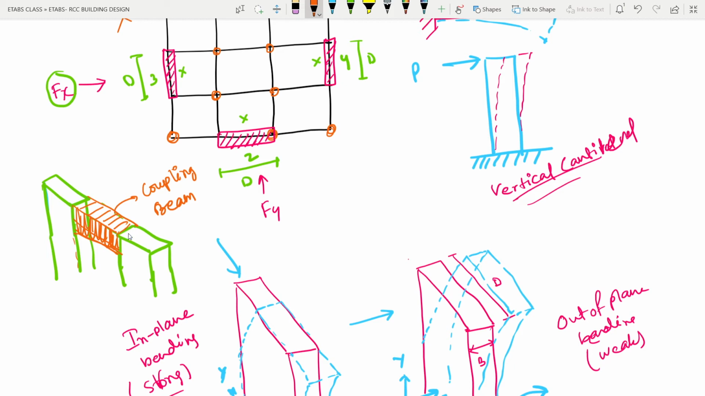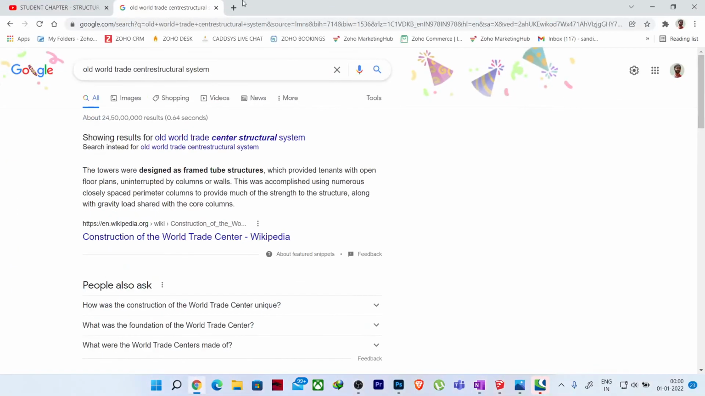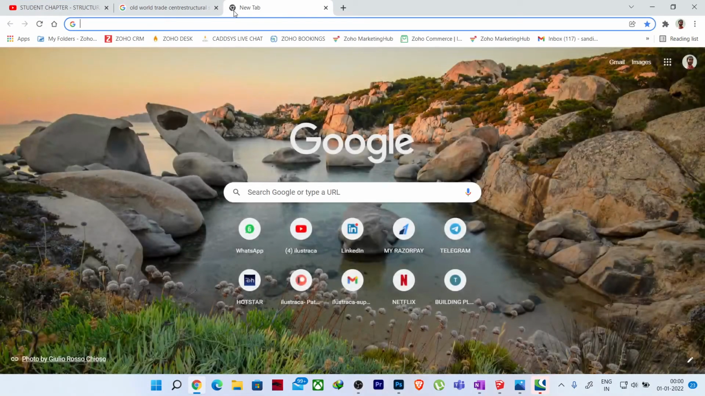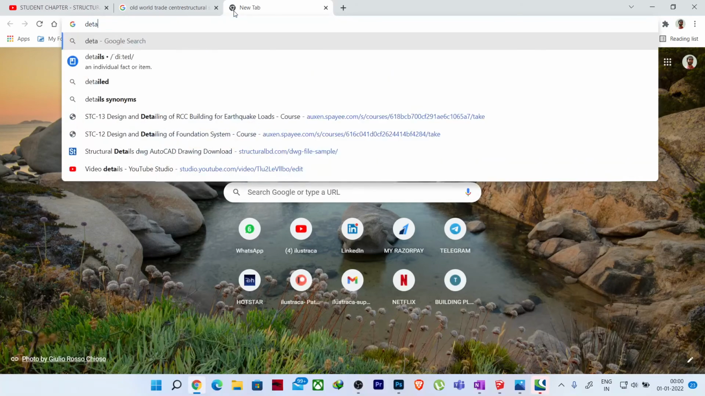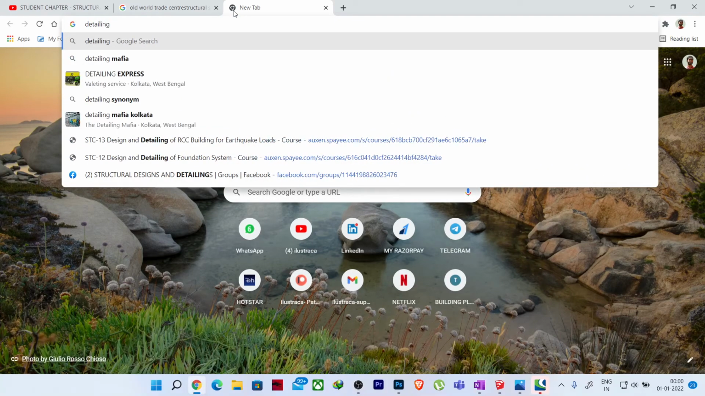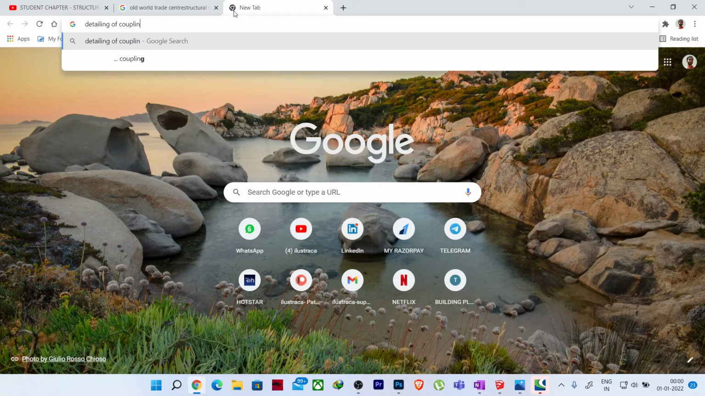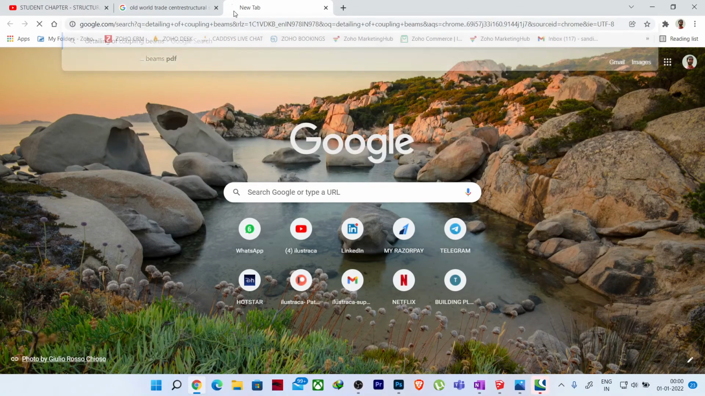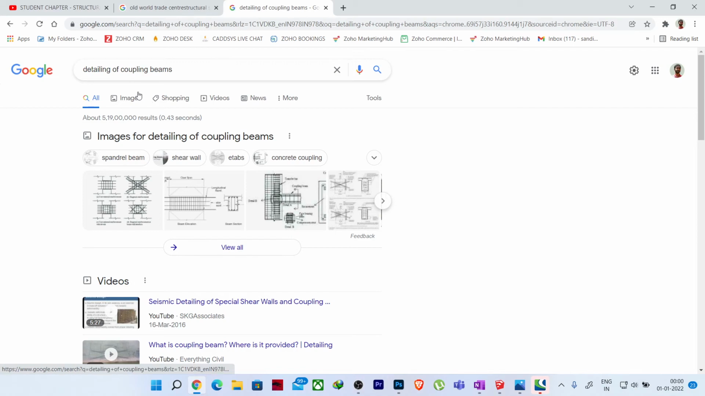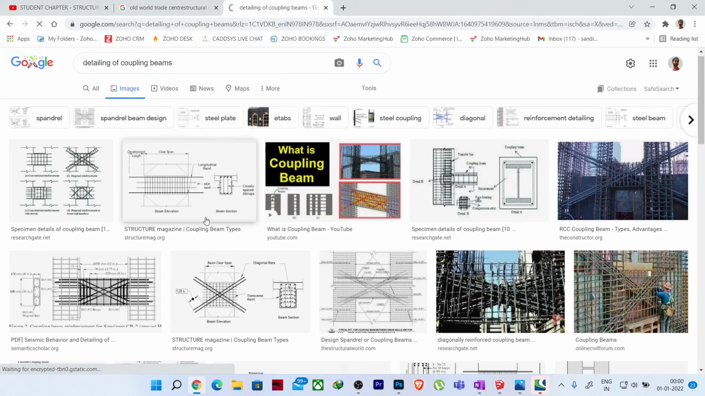A single shear wall is not always possible to provide because of architectural constraints or in real practice, so you can provide the coupling beam. Now the problem with the coupling beam, I will go to my browser and show you one thing. Let us see the detailing of a coupling beam.